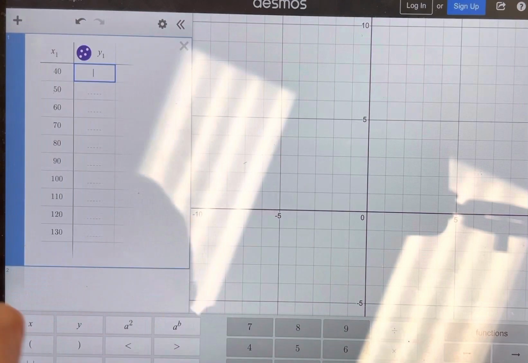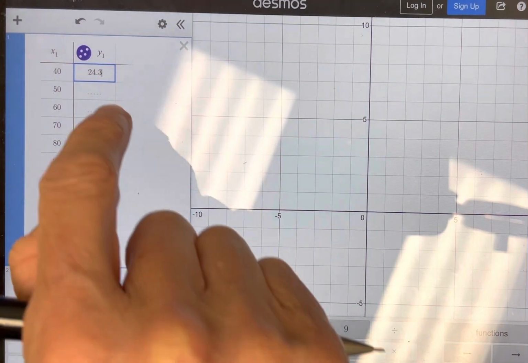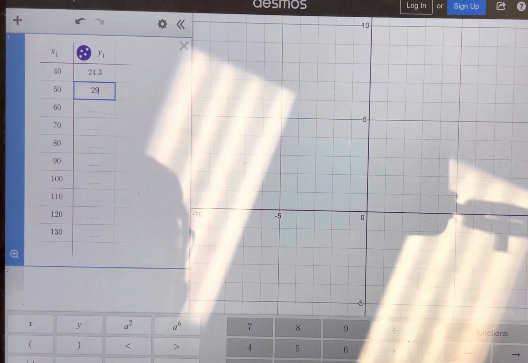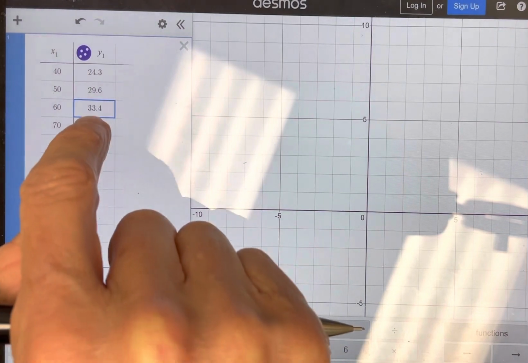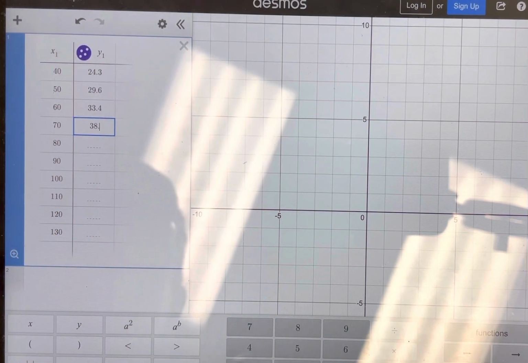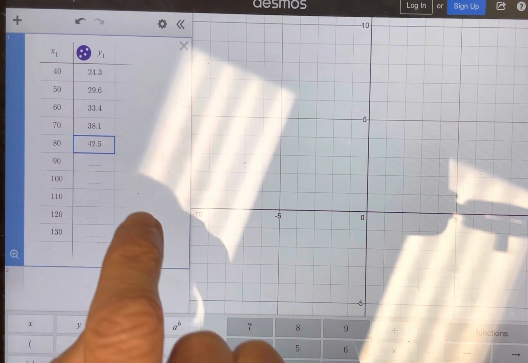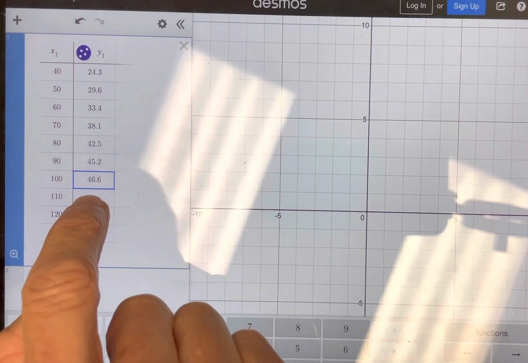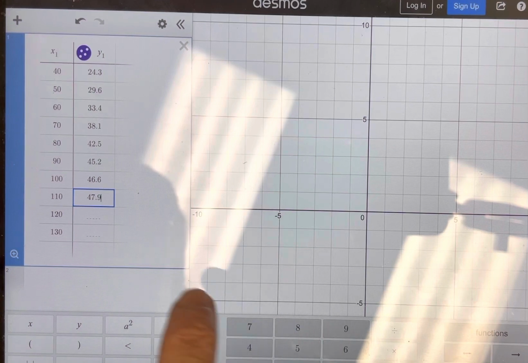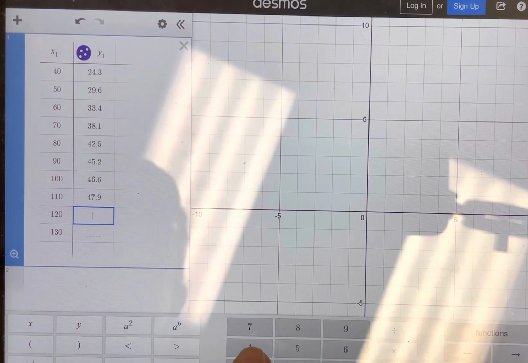Okay, in 1940, the percent was 24.3%. In 1950, it was 29.6%. In 1960, 33.4%. In 1970, 38.1%. In 1980, 42.5%. In 1990, 45.2%. In the year 2000, 46.6%. In the year 2010, 47.9%. In the year 2020, 48.1%. And finally, in the year 2030, projected, 48.0%.